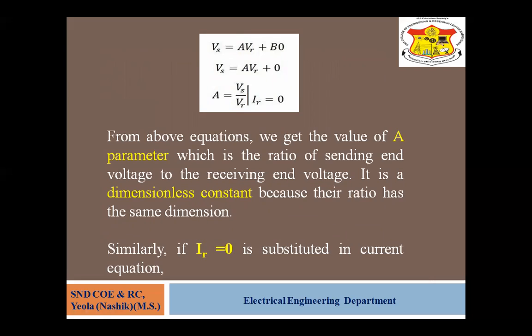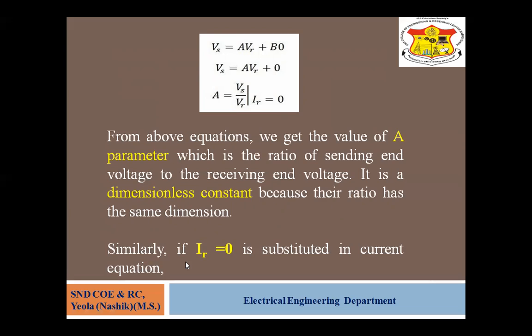So the equation Vs becomes A VR plus B into 0, so Vs is equal to A VR. So the constant A is equal to Vs by VR at IR equal to 0. From the above equation, we get the value of the A parameter, which is the ratio of the sending end voltage to the receiving end voltage. So it is a dimensionless constant, because it is the ratio of voltage by voltage.